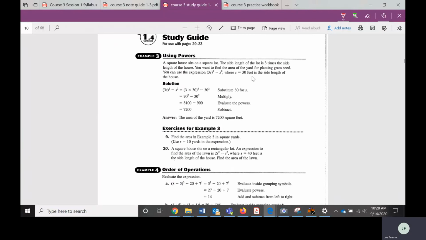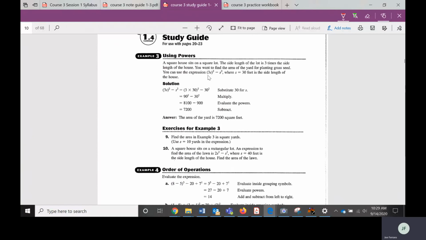Let's take a look at this one just because there's one other slightly different than the other ones. One thing I want to show you. So the square house sits on a square lot. The side length of the lot is 3 times the side length of the house. You want to find the area of the yard for planting grass seed. Now we could go into how they get this expression, but for right now they give it to you, so I won't worry too much about setting it up.